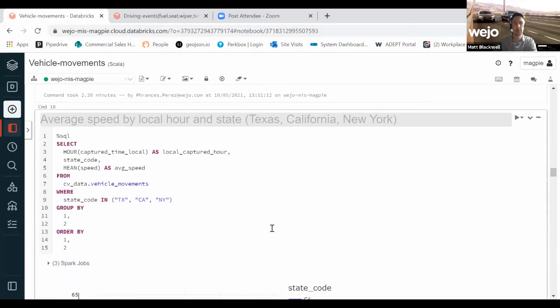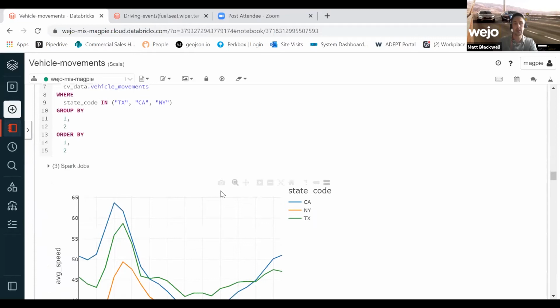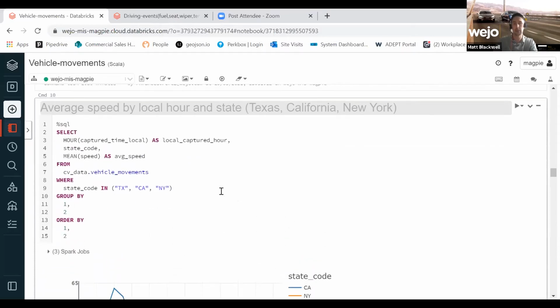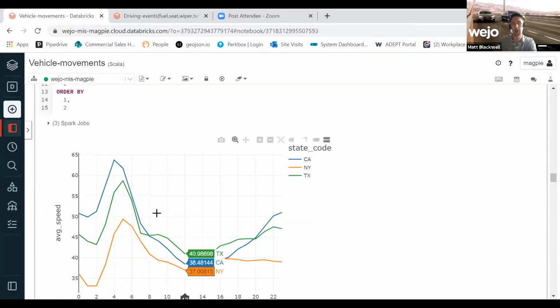Now, this is where we start to create more customizable outputs. We have taken the average speed for 3 of our biggest states, Texas, California, and New York. This is the average speed observed right across the state over a 24-hour period. I am not casting any aspersions on the way that Californians drive versus Texans versus New Yorkers, but this gives you an idea of the level of granularity that you can start to get down to.